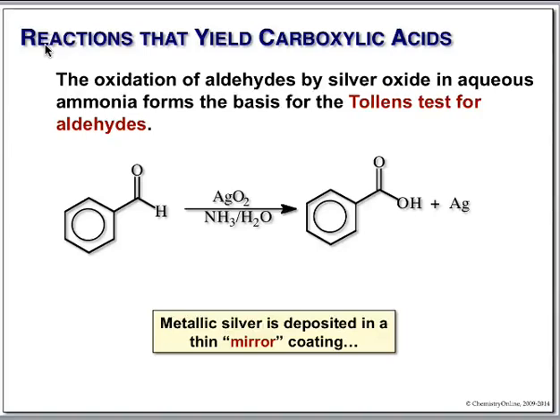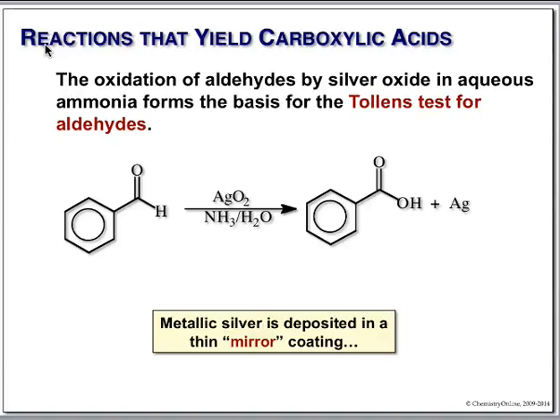The thing that you do in lab is you take a nice clean piece of glassware, you take silver oxide in the presence of ammonia, and you add your aldehyde. You actually use this as a test to see if it is an aldehyde. If it is an aldehyde, as the silver is produced, it will form a very thin mirror on your glassware.